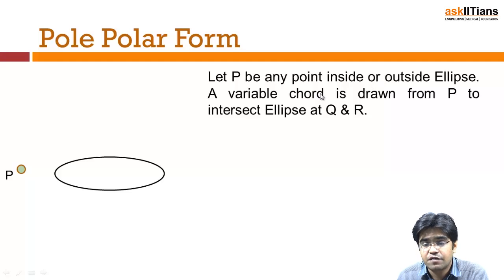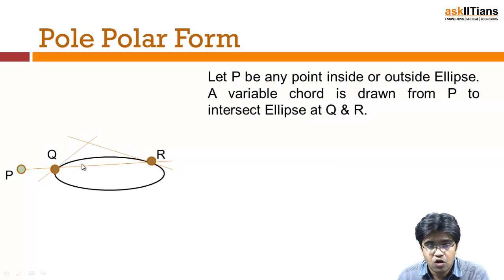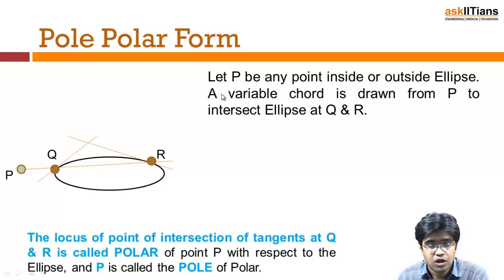From this point P, a variable chord is drawn, and it intersects the ellipse at Q and R. So these are the two intersection points, Q and R. From these two intersection points, I can draw two tangents like these. So these are the two tangents. Now the locus of the point of intersection. At Q and R, I have drawn tangents and these tangents are intersecting. The locus of this intersection point is what we are talking about.